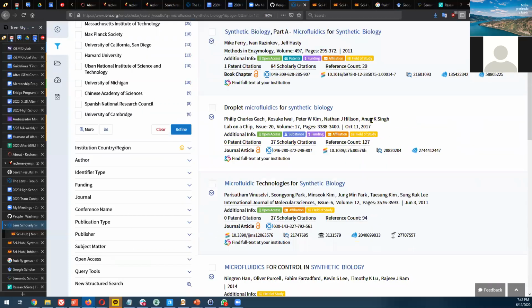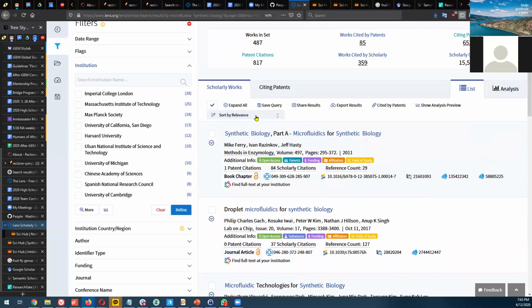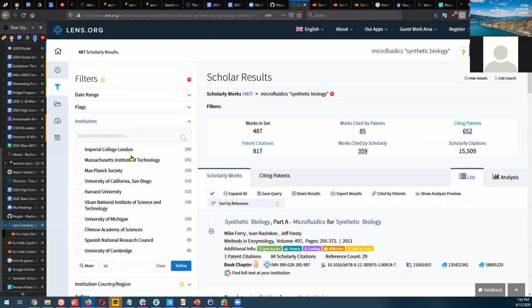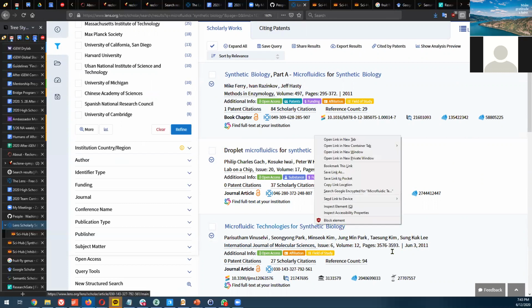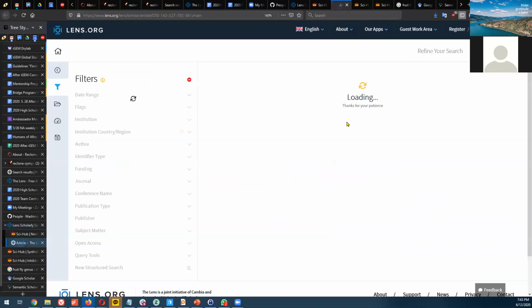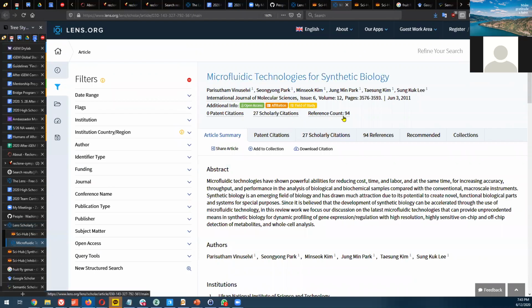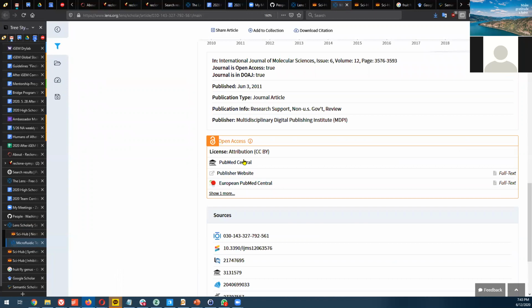Okay, so now that I took out that UW filter, the titles look very relevant, right? Microfluidic technologies for synthetic biology. That's great, right? So I'm going to open this. That's exactly what I want. The problem with lens.org is that it doesn't link you to the actual paper unless it's open. Oh, yes, it's open. Great.